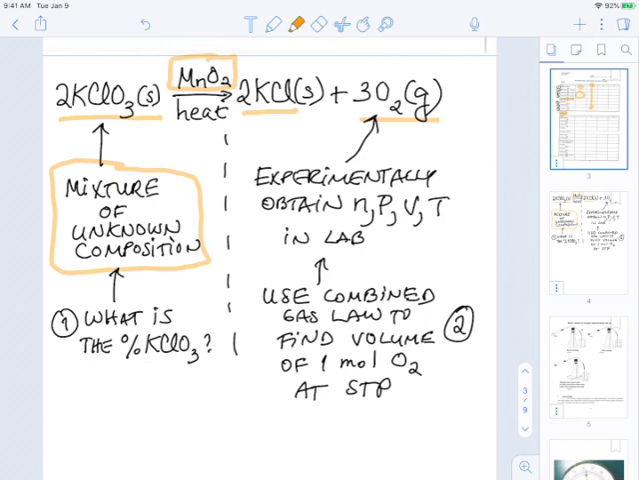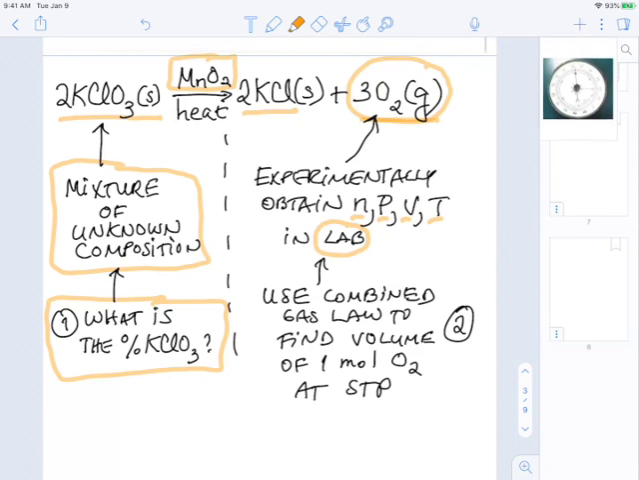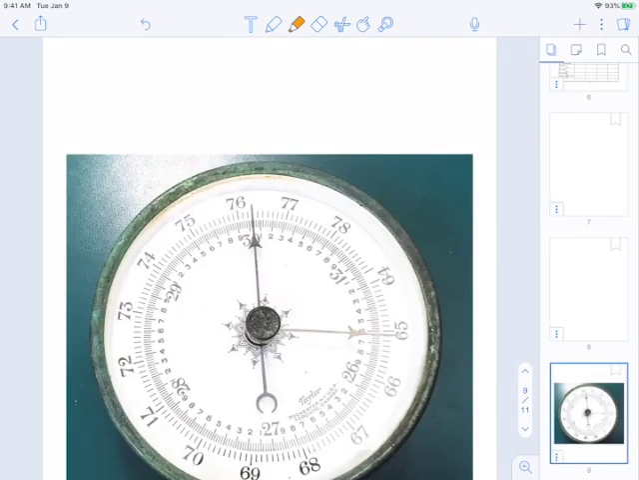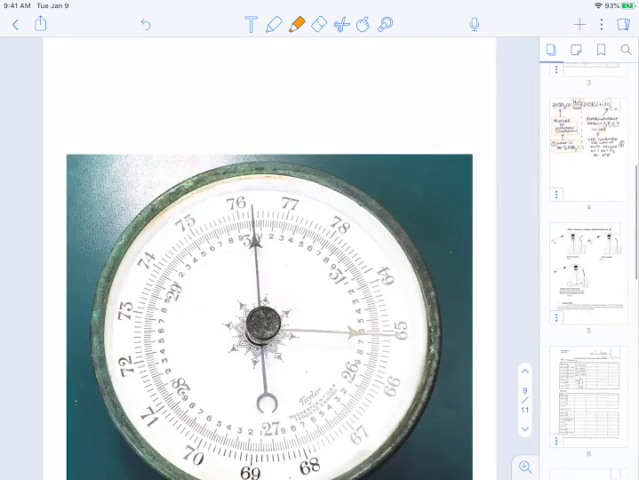So one of our first objectives in this experiment, remember, is to find out what is the percent composition of potassium chlorate in that mixture of unknown composition. The second thing we're doing is we're going to take our gas product and determine experimentally several things: the number of moles, the pressure, the volume, and the temperature. But we're going to do this under our lab conditions. And then we're going to use the combined gas law to find the volume of this gas.